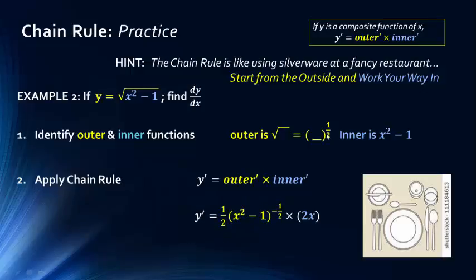So our outer function is, we pull the exponent down, 1 half times what's inside the box stays there. We don't touch the inner of the outer. Remember, it's like Christmas. It's not Christmas yet. And then we subtract 1 from the exponent, get negative 1 half. And then we take the derivative of what's inside the box, which gives us just 2x. If we simplify this, we get x over the square root of x squared minus 1.